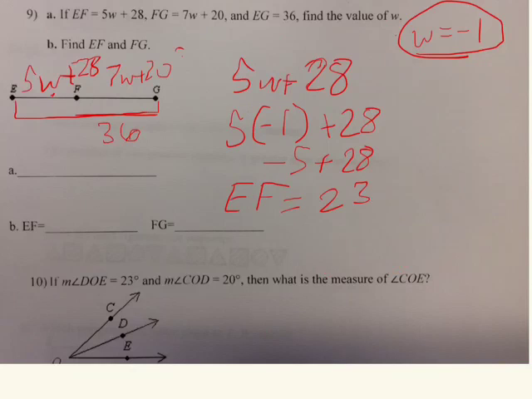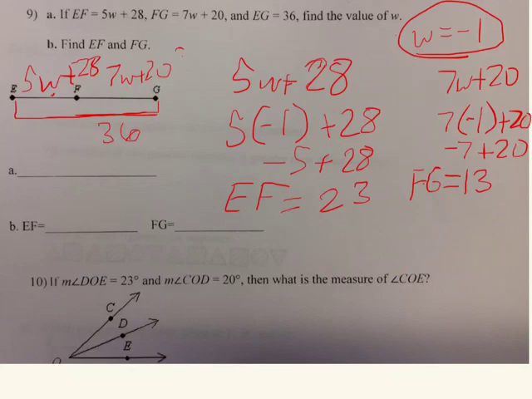Now to find FG, we're going to do the same thing. FG is 7W plus 20. So this is 7 times -1 plus 20. -7 plus 20, and this gives you 13 is equal to FG. So EF equals 23, FG equals 13. And W was equal to -1.